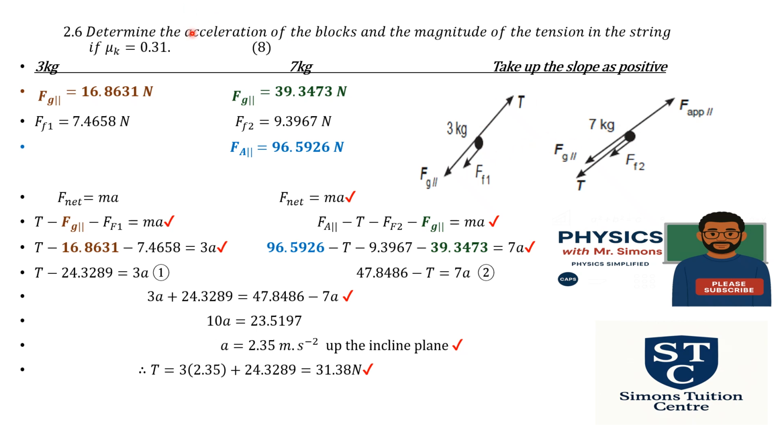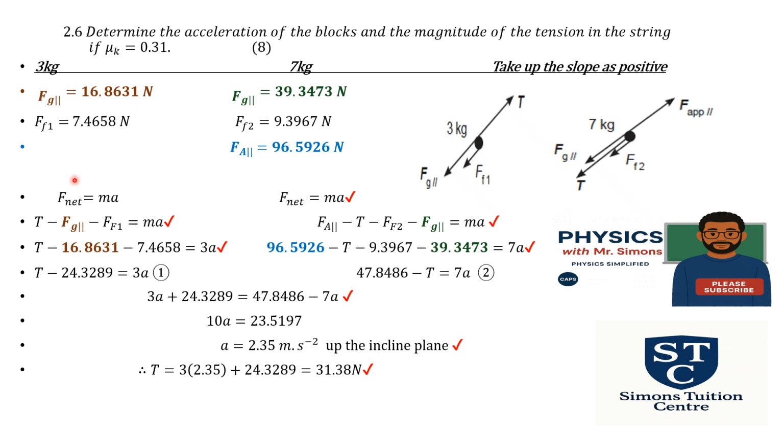Acceleration, it's accelerating in the horizontal direction. For the 3 kg, tension is pulling it up, while friction and force of gravity parallel are trying to slow it down. On the 7 kg, it's the applied force parallel that's pulling it up, but Fg parallel, tension and friction are trying to slow it down. So we need all of that. We have Fg parallel for the 3 kg, force of friction for the 7 kg, and the applied force parallel for the 7 kg.